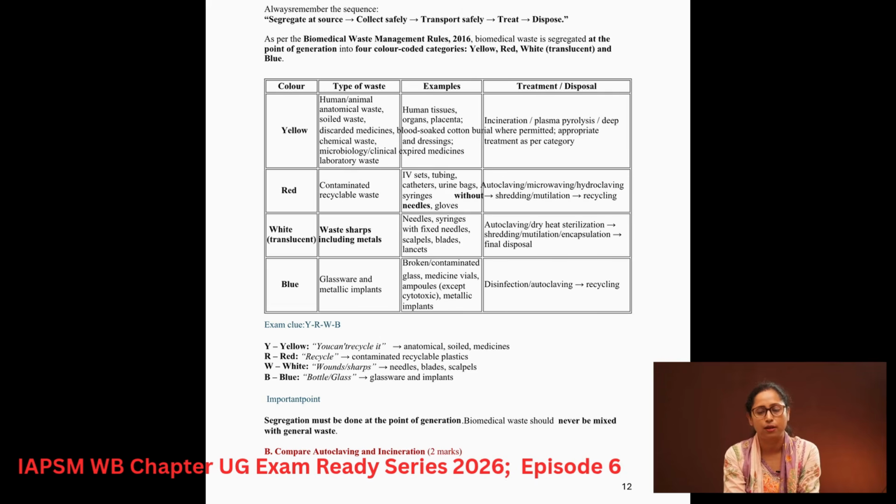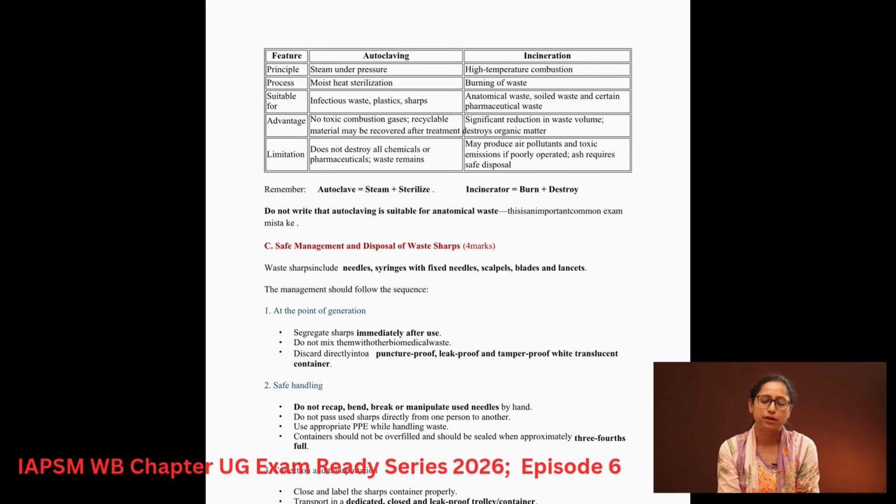Segregation must be done at the point of generation, and biomedical waste should never be mixed with general waste, very important. Now, if we go to the next part of this question, they asked about comparison of autoclaving and incineration. So, here also it would be very good if you write it in a tabulated manner. So, in the left column you write about the features, the second column would be autoclaving and the third one would be incineration. And the features would be principle, process, suitable for, advantage and limitation.